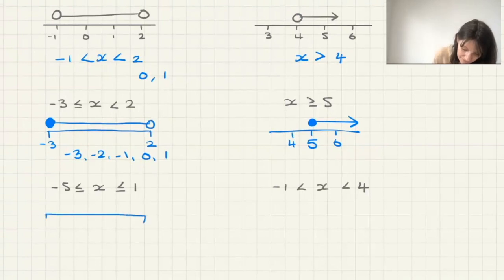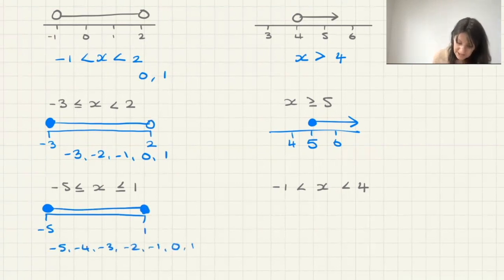Okay, so I've got minus 5 and 1. It can include them both. There is the drawing. The list is minus 5, minus 4, minus 3, minus 2, minus 1, 0. And of course, it can include that one. So quite a few integers on that one. Next one.